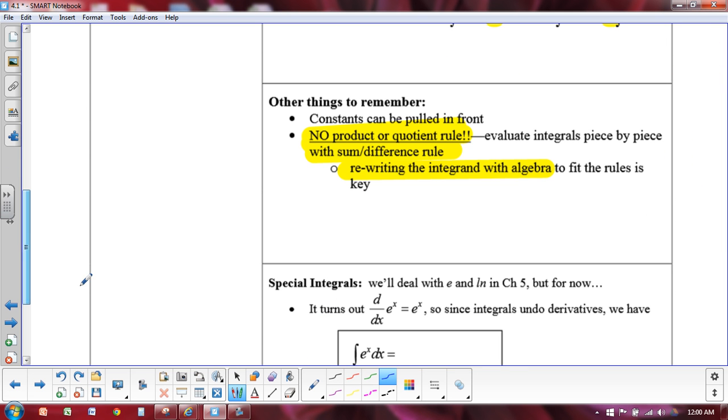Other things to remember, we reminded you of this in 4.2 and 4.3 day 2. You had all these properties, that constants can be pulled in front, that you can add and subtract your pieces. We didn't tell you there that there's no product or quotient rule, but now we are. There is no product rule, there is no quotient rule when you're integrating.